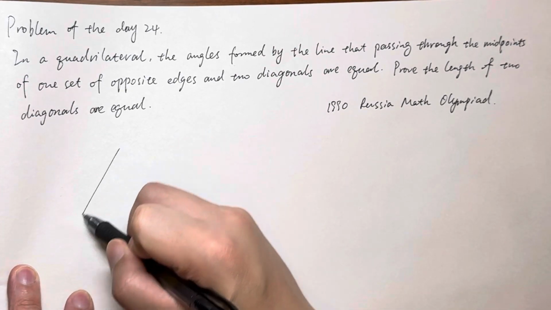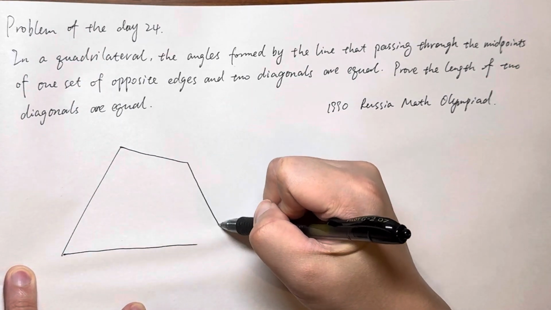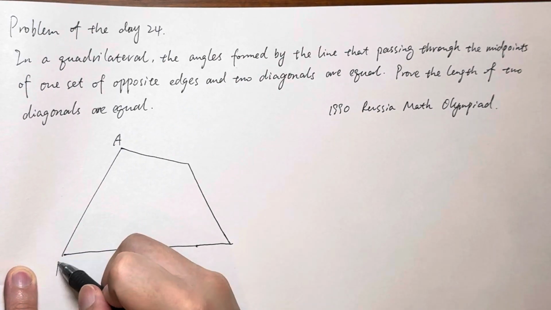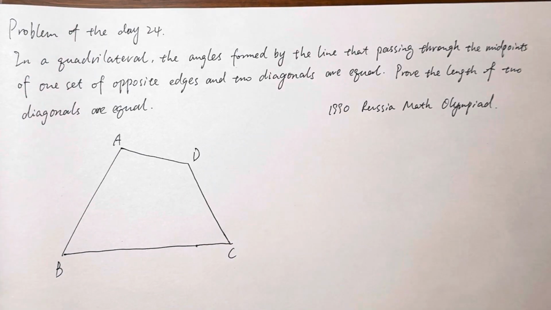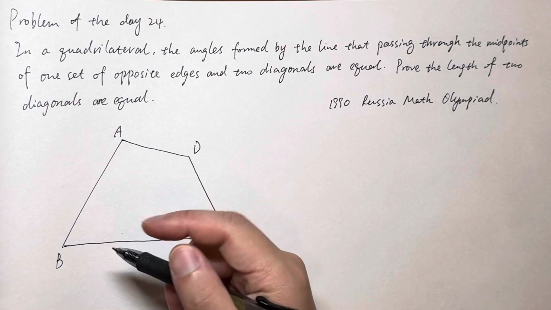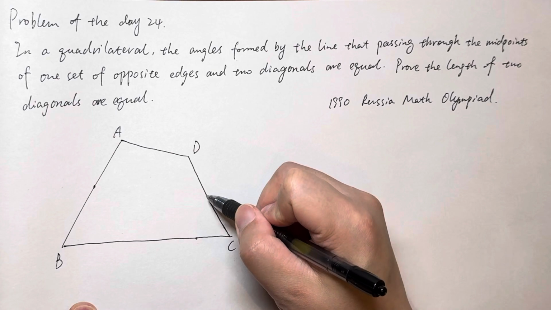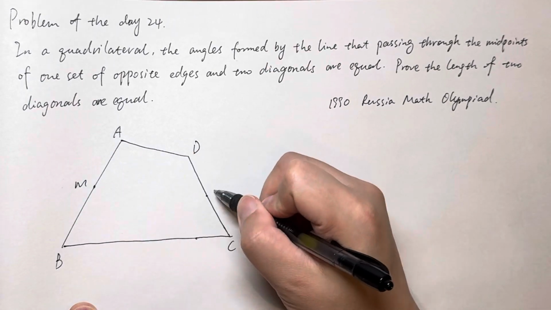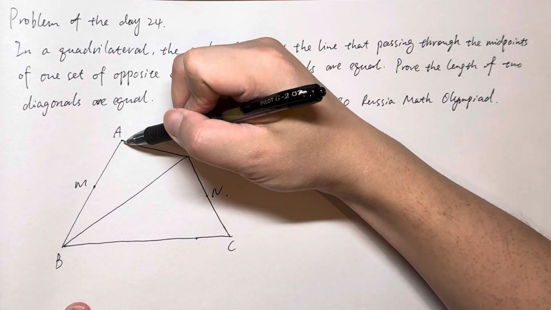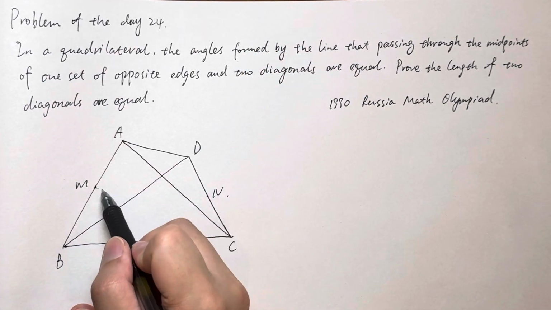So basically, we find a quadrilateral first, right? Let's call it A, B, C, D here. And we find the midpoints of the opposite edges. So for example, here and here, let's call them M, N. And we connect the diagonals. And we connect MN.